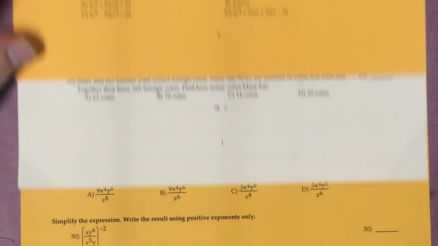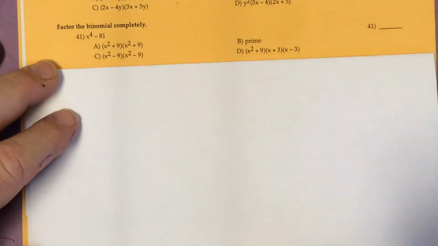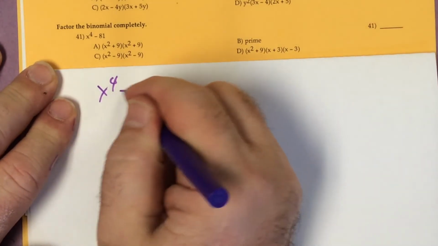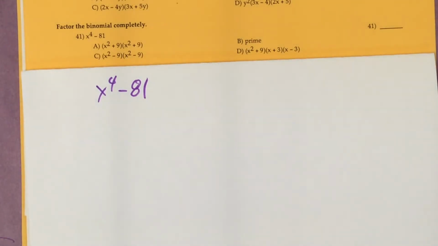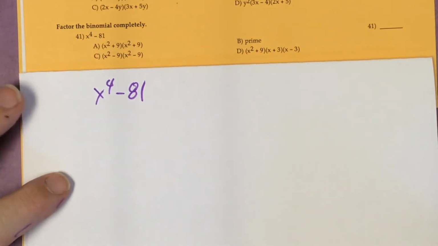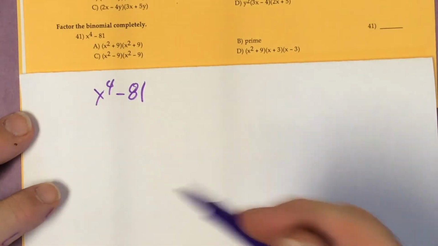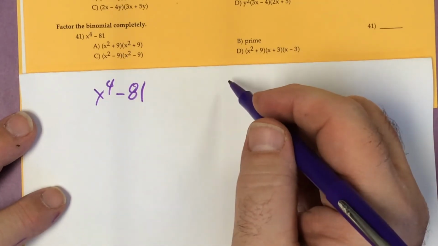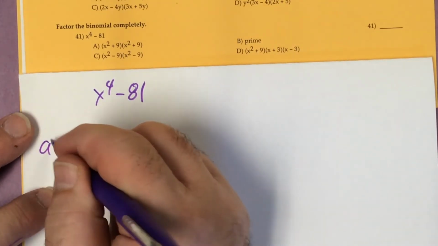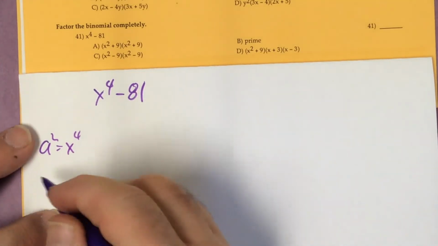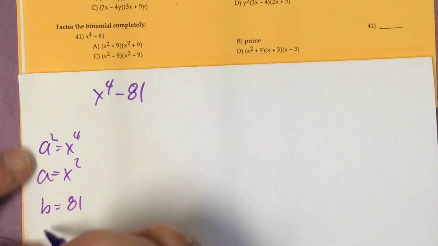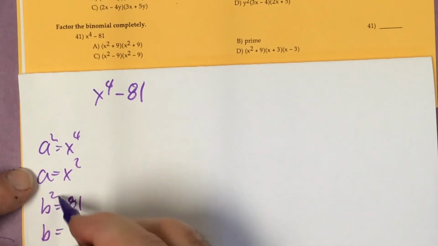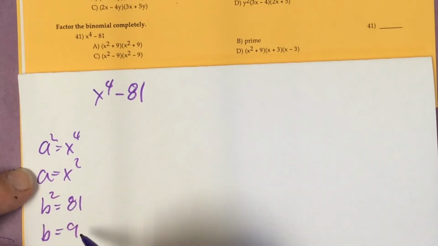It says factor the binomial completely, and in this one, it reads x to the fourth minus 81. Now, not always, but in most cases, when you want to factor a binomial completely, it usually means there's going to be more than one step involved. Hopefully you'll recognize that, again, this is going to be the difference of perfect squares. If a squared equals x to the fourth, a will equal x squared. b squared is equal to 81, b is equal to 9.